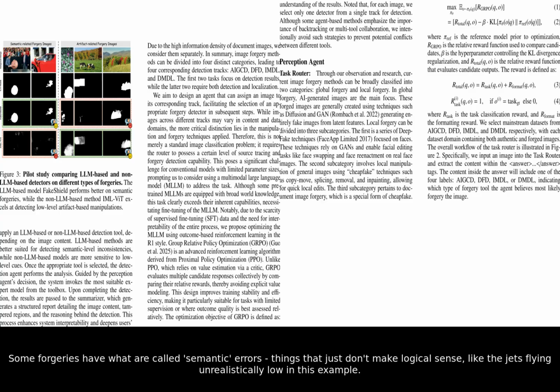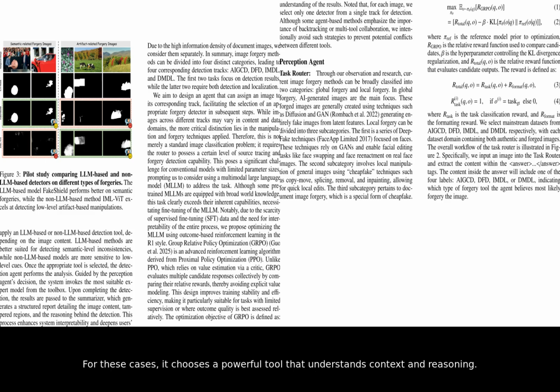Some forgeries have what are called semantic errors, things that just don't make logical sense, like the jets flying unrealistically low in this example. For these cases, it chooses a powerful tool that understands context and reasoning. Other fakes have subtle, low-level artifacts, like weird pixels or edges that a human would almost certainly miss. For those, it selects a more traditional, pixel-focused tool that's better at spotting these tiny technical clues.